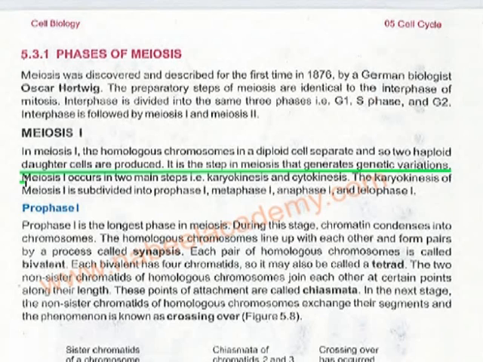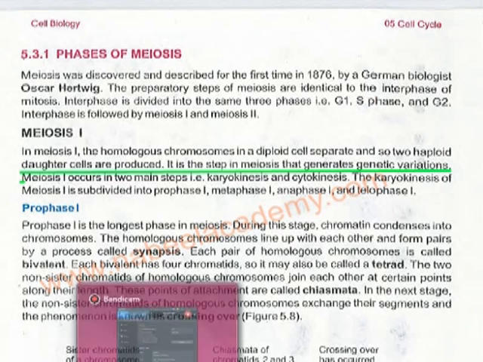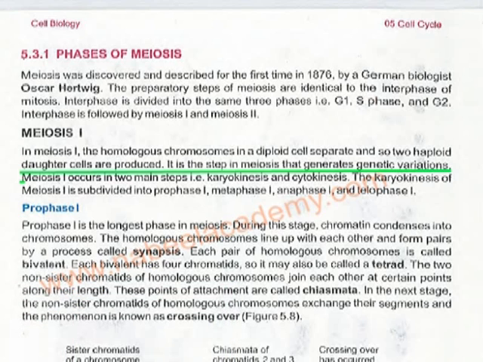Because there is genetic variation, that is why meiosis is significant compared to mitosis. Its significance is genetic variation. The genes are changed a little bit, the nature is different: the eye color, the hair color, the appearance, the height, everything is different. Okay, so, phases of meiosis.